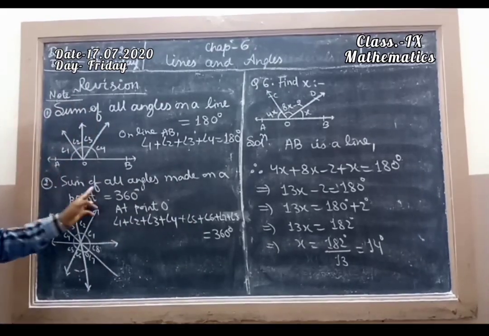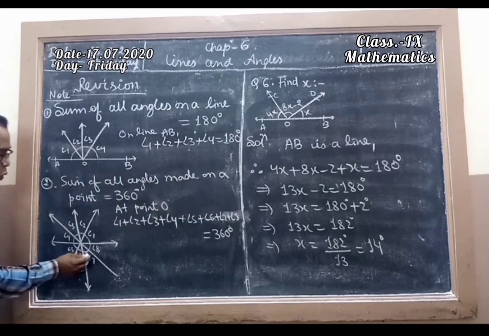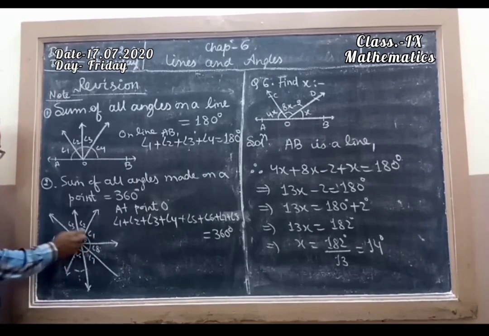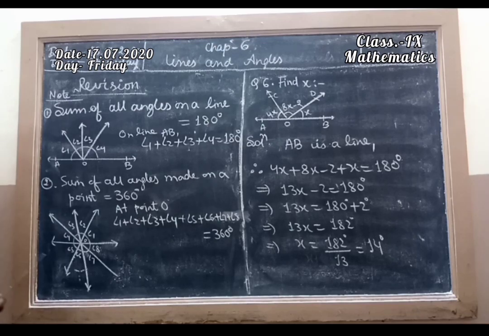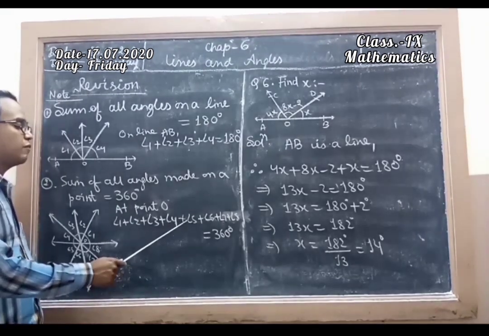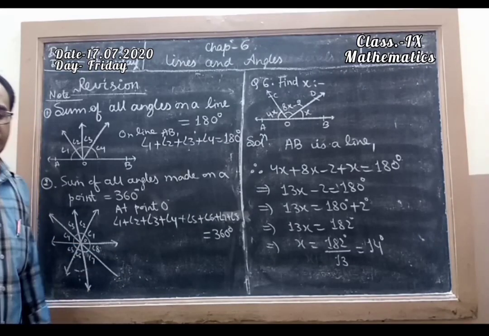Second note, sum of all angles made on a point. Here the point is O. So the sum of all angles is equal to 360 degrees. Angle 1 plus angle 2 plus angle 3 plus angle 4 plus angle 5 plus angle 6 plus angle 7 plus angle 8 is equal to 360 degrees.